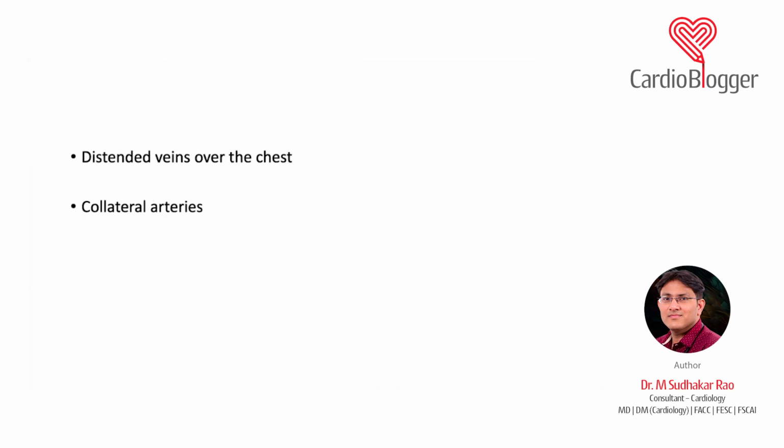Then we can have something known as the collateral arteries, which we see mostly in cases of coarctation of aorta. Because of the coarctation, many collaterals are formed, and these collaterals are usually seen in the interscapular area and the infrascapular area, and this is known as the Suzman sign. Sometimes we may even be able to palpate these collateral arteries. So these collateral arteries are found usually in the posterior part of the chest and in the inter and infrascapular area, and this is known as the Suzman sign.